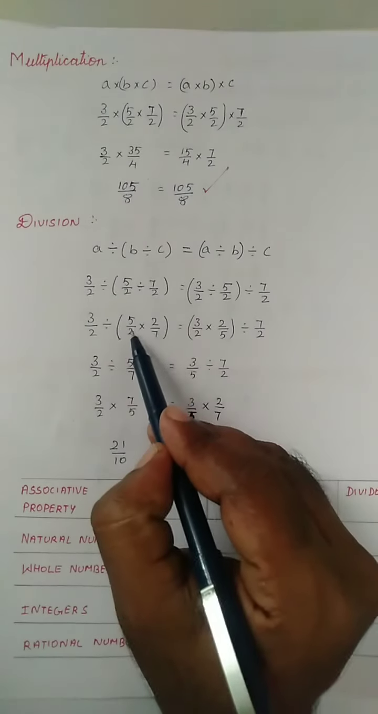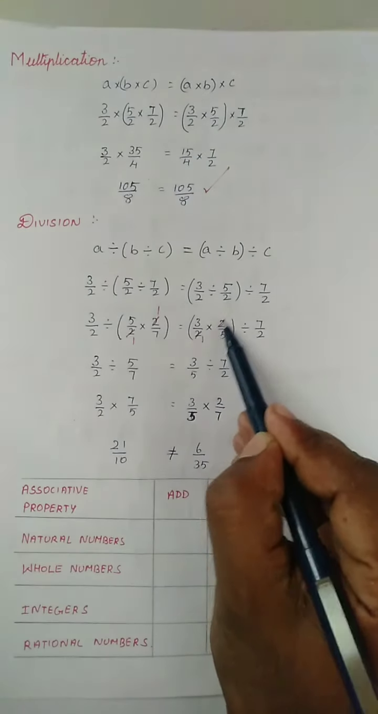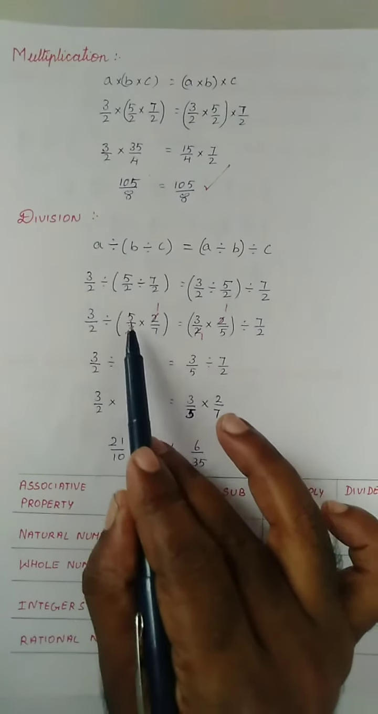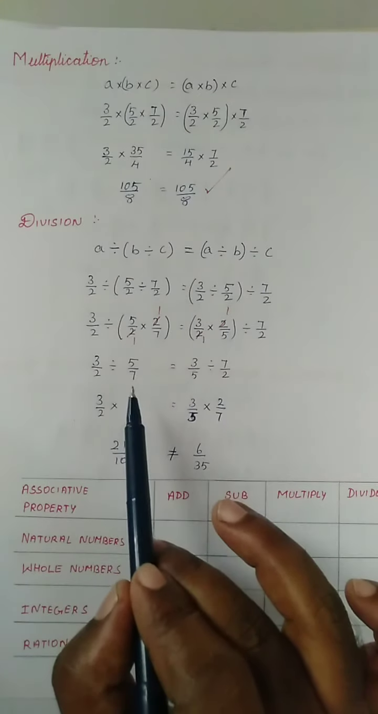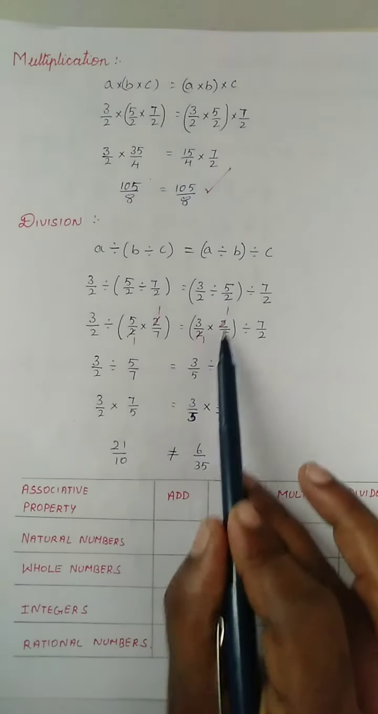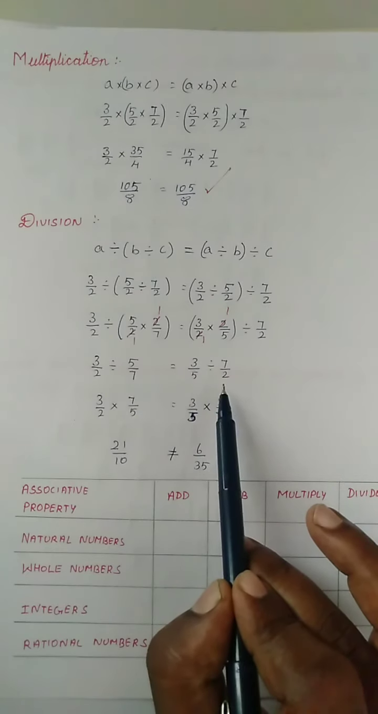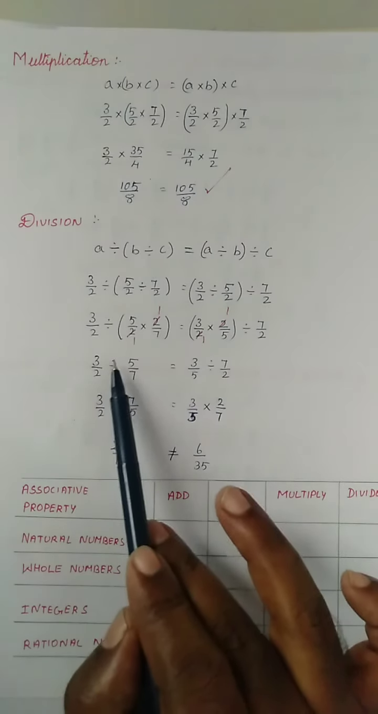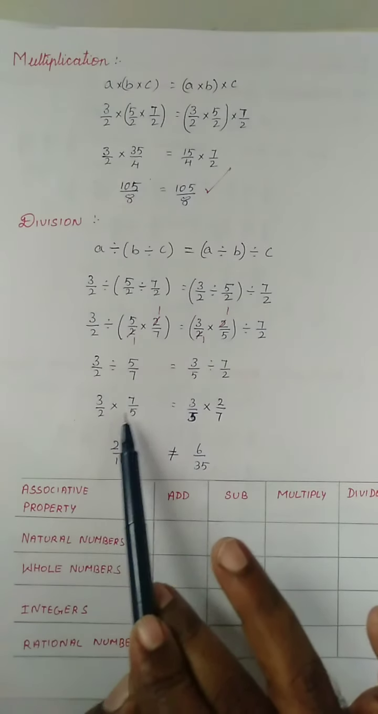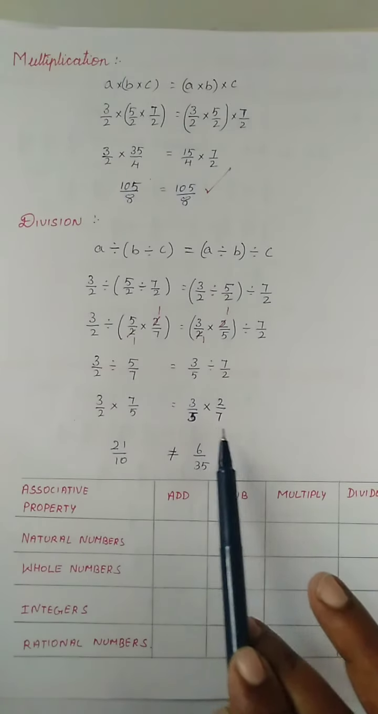Now cancel, 2 1s are 2, 2 1s are 2. Similarly, 2 1s are 2, 2 1s are 2. We will get 3 by 2 divided by 5 1s are 5, 7 1s are 7. So 5 by 7, which is equal to 3 1s are 3, 5 1s are 5, 3 by 5 divided by 7 by 2. Again, we can't do anything with this division symbol, so change it to multiplication. So we will get 3 by 2 into 7 by 5, which is equal to 3 by 5 into 2 by 7.